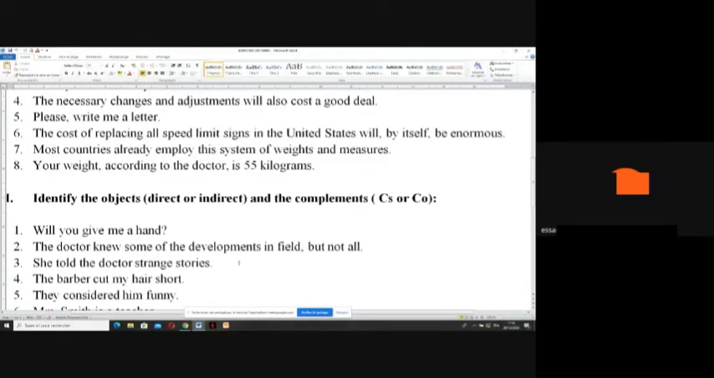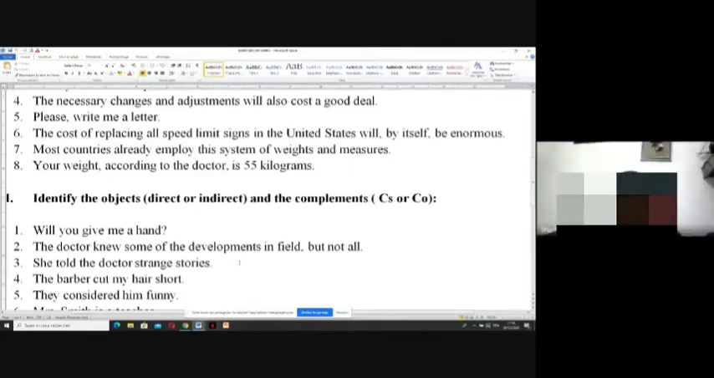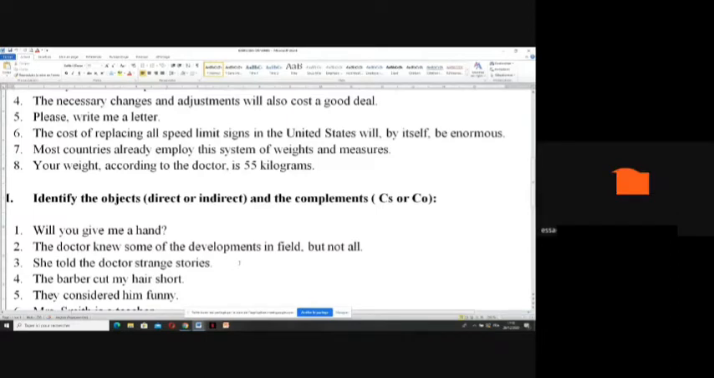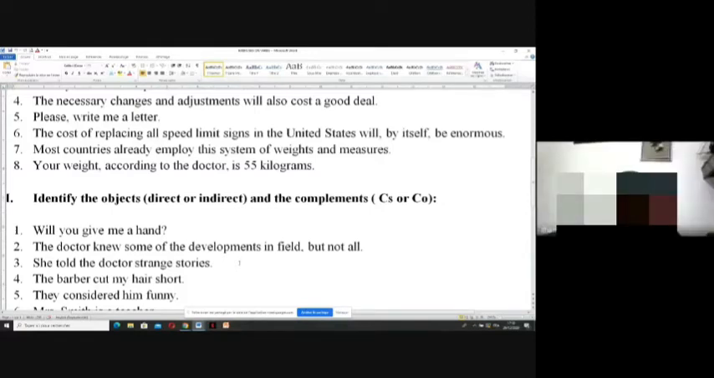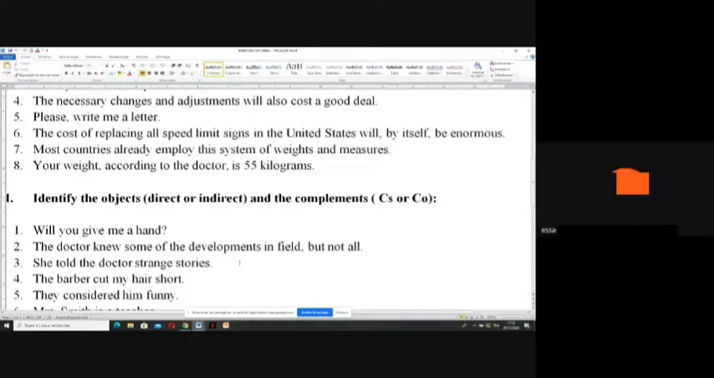So the barber cut my hair short. Cut, it's a verb. Hair, direct object. And short, it's an object complement. No, short is an adjective functioning as object complement. My hair, direct object. And short is an object complement.